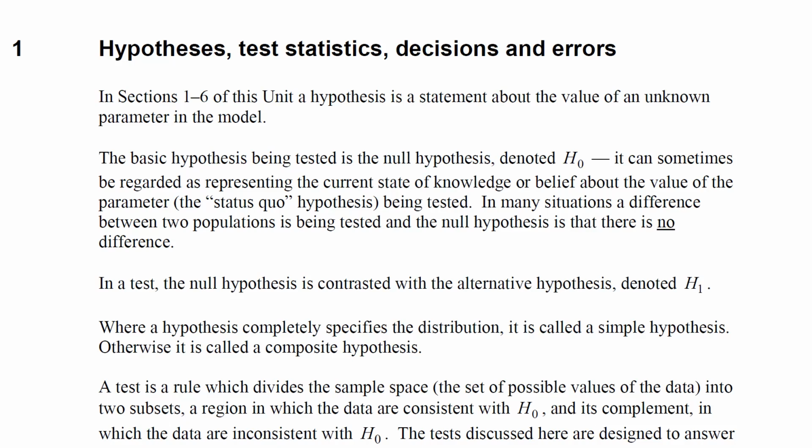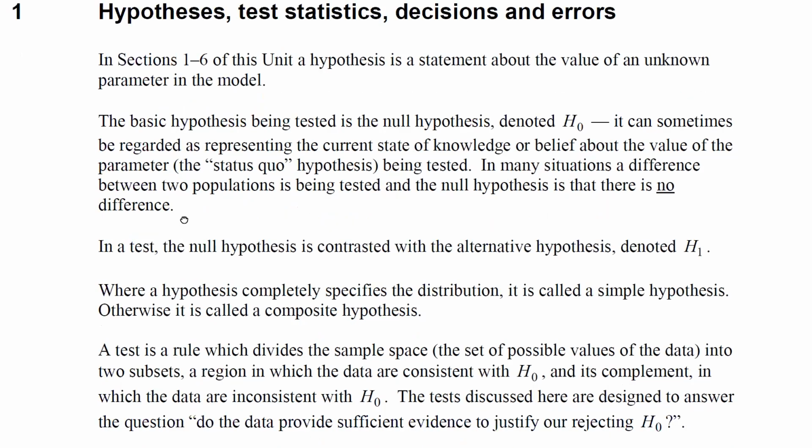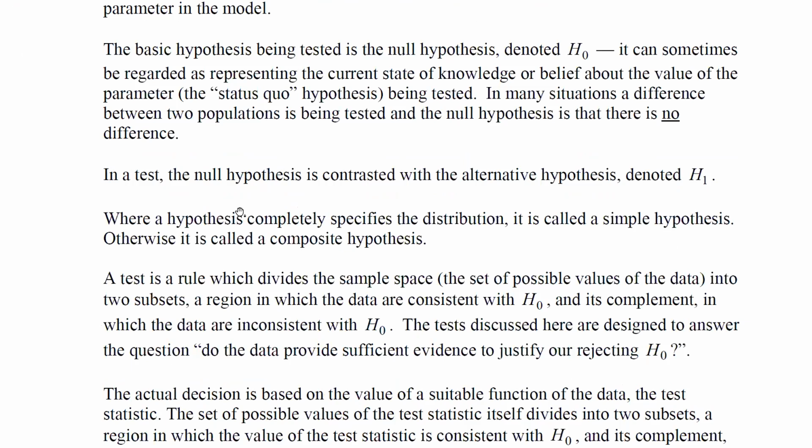For instance, you look at the mean of both populations. You look at the mean mark of both populations. You look at the variance of both populations. In a test, the null hypothesis is contrasted with an alternative hypothesis. These notes denote it as H1. The book writes it as H subscript A.